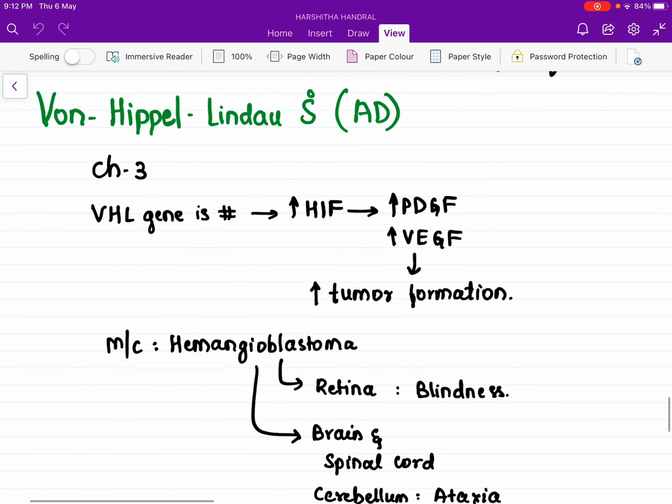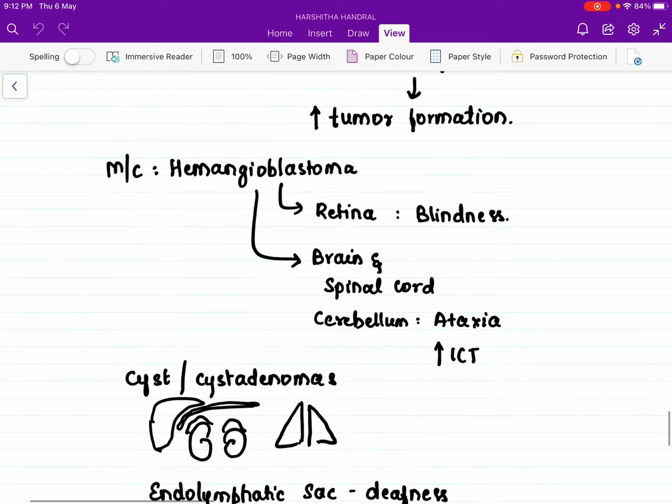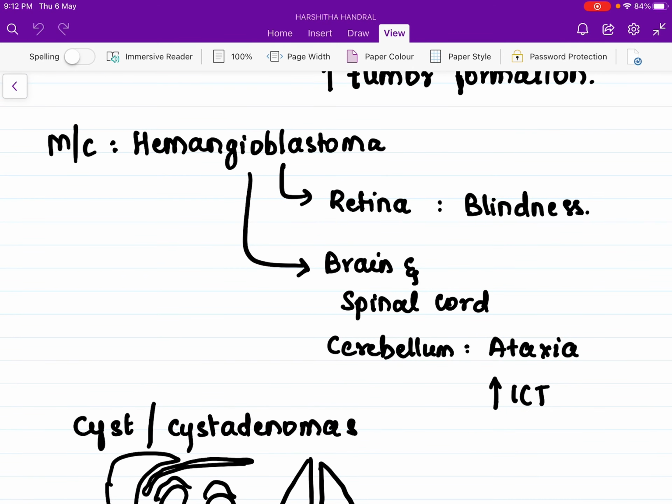And the most common thing that is present in VHL is hemangioblastoma. Hemangioblastoma can be at various sites: the retina, brain, spinal cord, cerebellum, etc. Based on its location, if it is in the retina, it causes blindness. If it is in the cerebellum, it causes ataxia. If it is in the brain or intracranially, it can cause increased intracranial pressure.